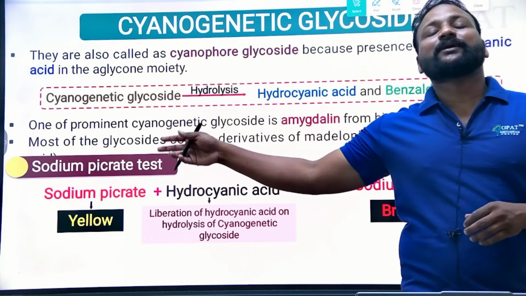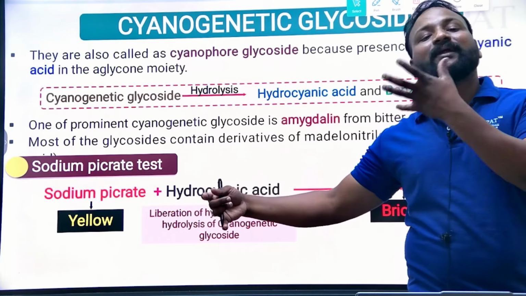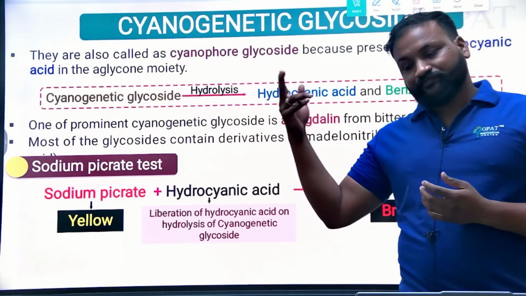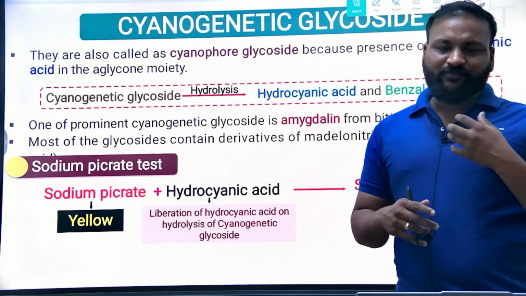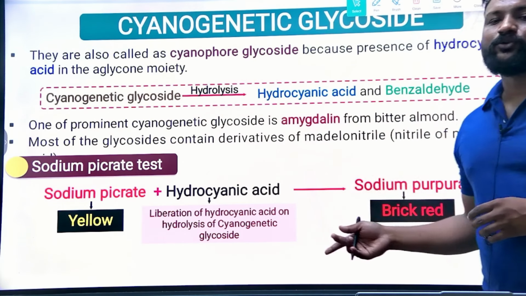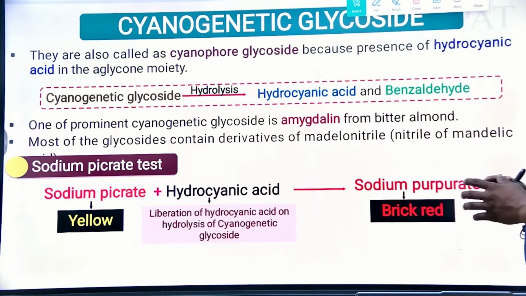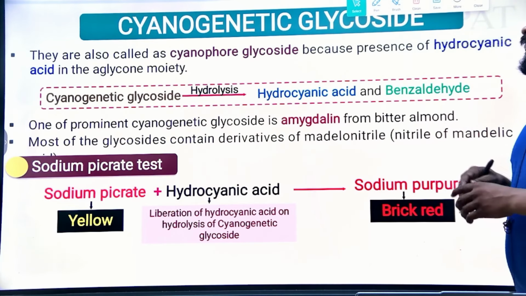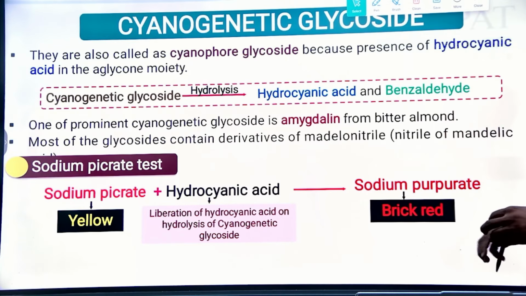So among the cyanogenic glycosides, bitter almond contains amygdalin, which gives you hydrocyanic acid. Yes, because of hydrocyanic acid only, the yellow color of the sodium picrate test is converted into brick red color. Clear? Already we have discussed that amygdalin is one of the important components of bitter almond. So that's the right answer.